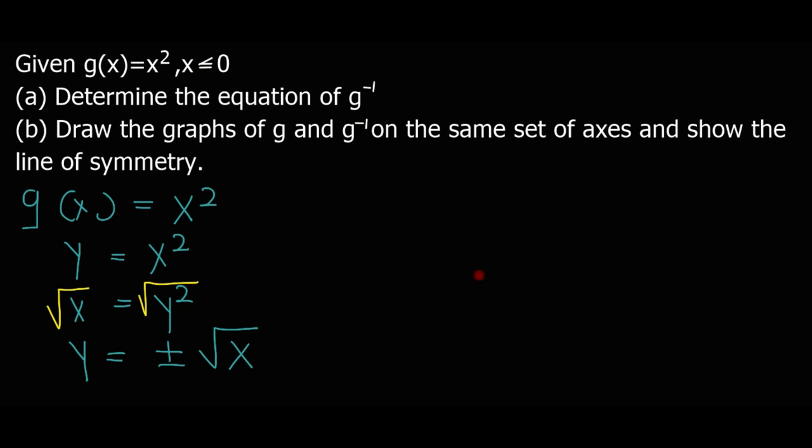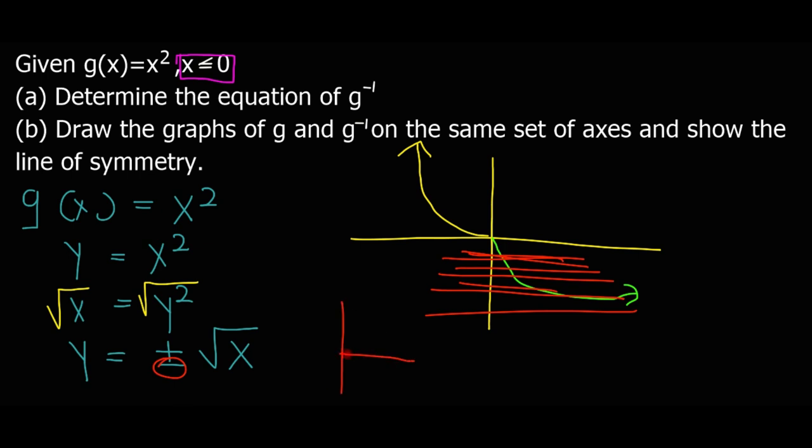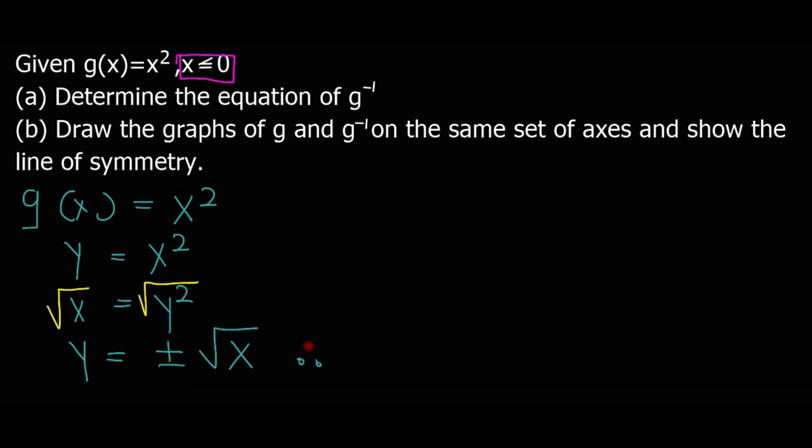But because of this restriction, our inverse is on the negative side. Let's see our y. This graph is drawn in this way, and then the inverse is over in this way. Because this inverse is on the negative side, the y values are only negative, but in the previous one the y values were positive. So that is why this one is negative. So I will say, therefore, g inverse equals negative root x. So this is our answer.